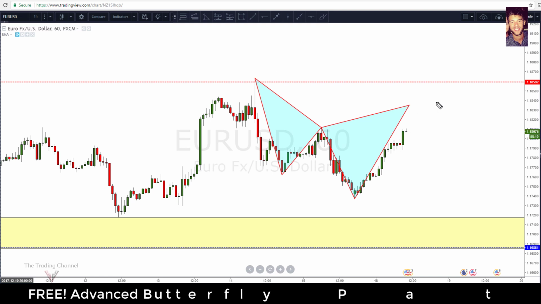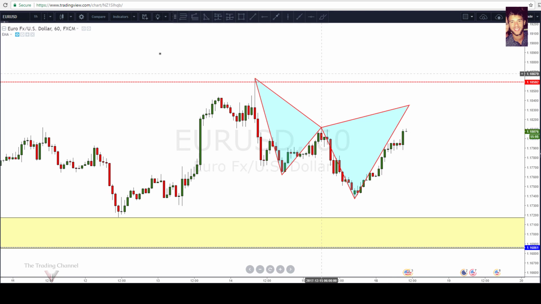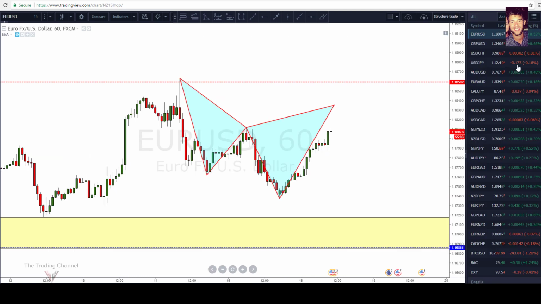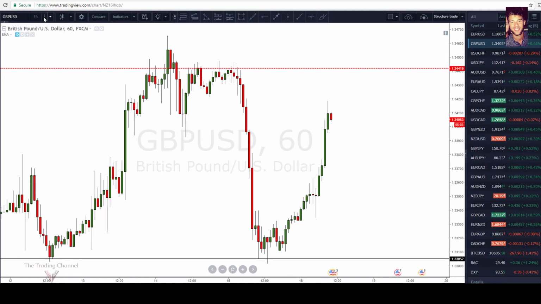So there's something to pay attention to here for the euro dollar. Let's go ahead and move on to our next pair. The next pair we're going to look at today is going to be the pound dollar. We'll zoom back out to the daily chart.